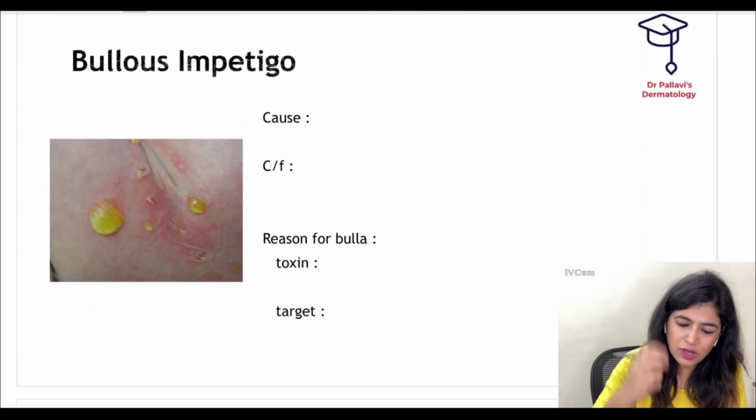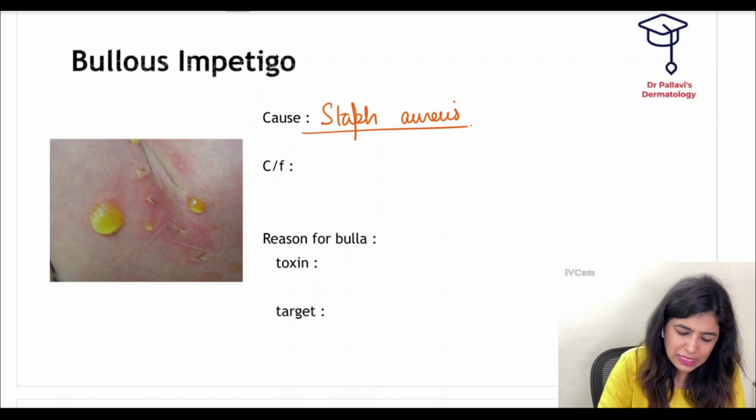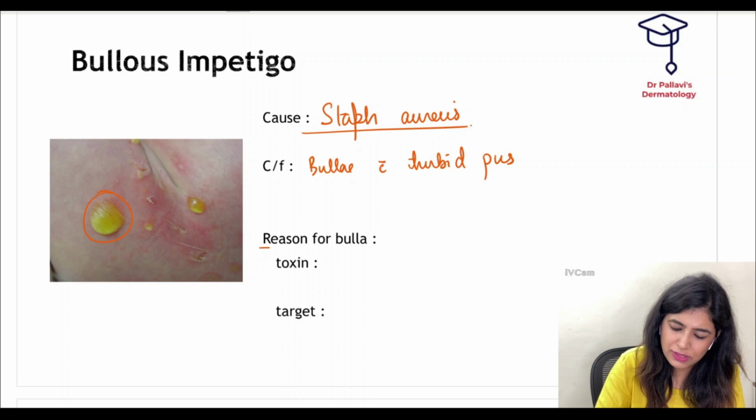Bullous impetigo is caused by Staph aureus. So this is a distinction that all of you should remember. This is caused by the Staph aureus. Clinically, it will look like a bulla which is full of turbid fluid. It is actually pus. What is the reason for the bulla?